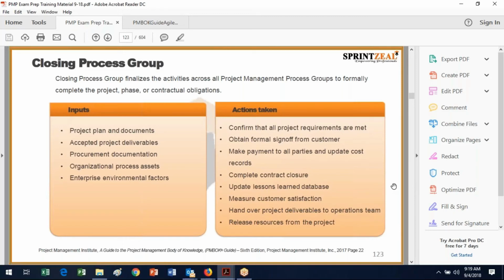Close the contract, update the lessons learned database, and then you want to, ideally, measure customer satisfaction to determine how well you did in terms of lessons learned. Hand over the project deliverables to the operations team, and then release the resources. So depending on your type of organization, releasing the resources can be either a very tumultuous time because people have nowhere to go, or they just go back into their functional organization.